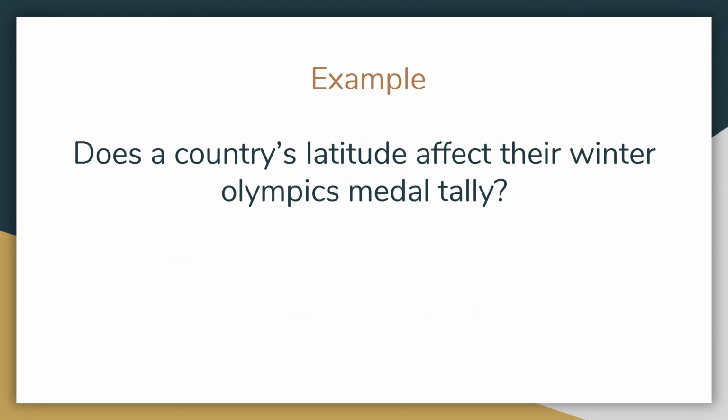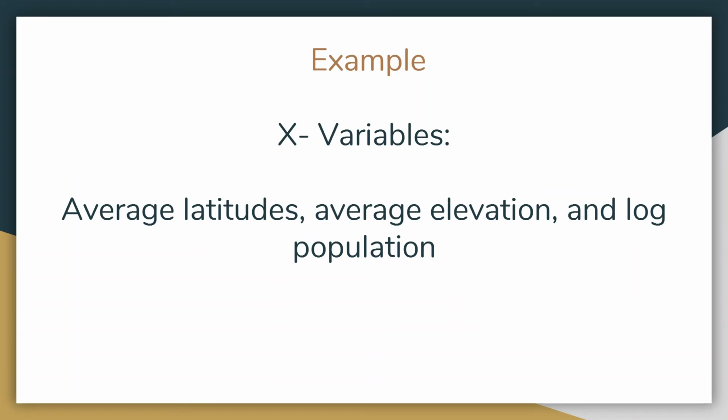An example that's provided by Zed Statistics on YouTube. If you would like more information on that one, I'll link it down below. But essentially we're looking at, does a country's latitude affect their Winter Olympic medal tally? And then some of the X variables that they used were the average latitude, average elevation, and log population.